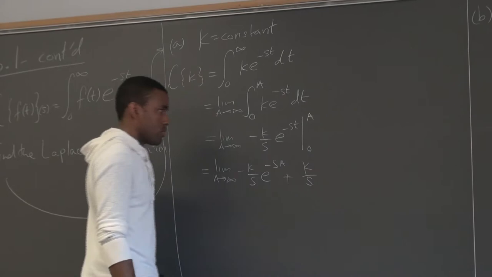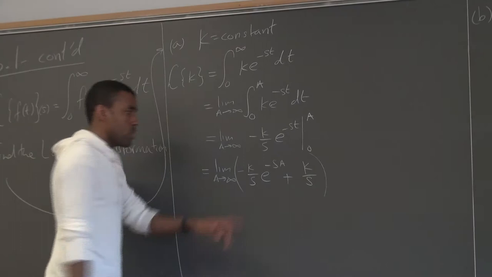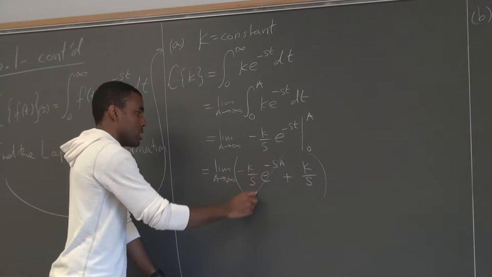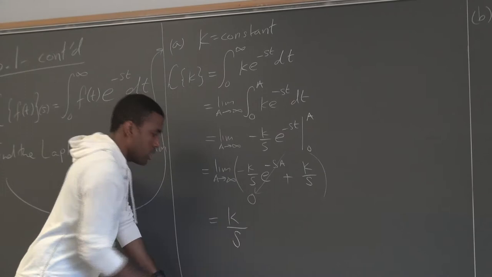Now, remember, as we defined it, our s is a positive number. So this is a positive number times a positive number. And this a is going to infinity, so the power is going to negative infinity. So what happens to this part? This goes to 0, which means the Laplace transform of a constant is just a constant divided by s.